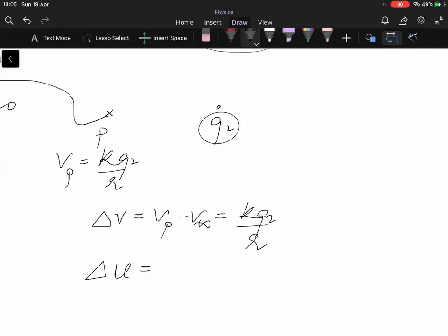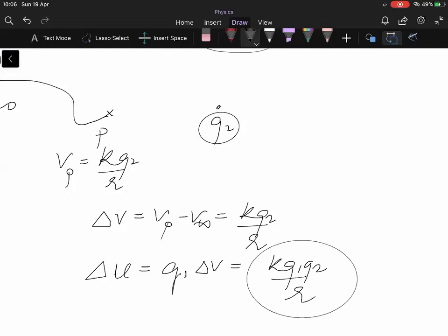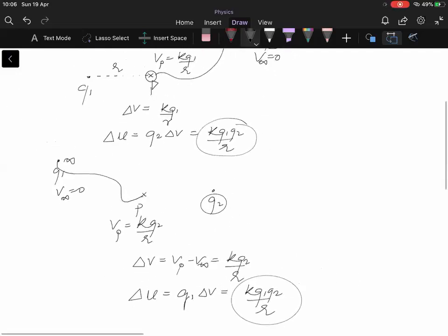Difference in the potential energy of the entire system will be given by charge moved q1 into potential difference. Now again you are getting q1 q2 by r. Is this clear? So whether you configure it by this method or by this method, you will get the same expression. Expressions will not be different. Is it clear? Now you can write this down.